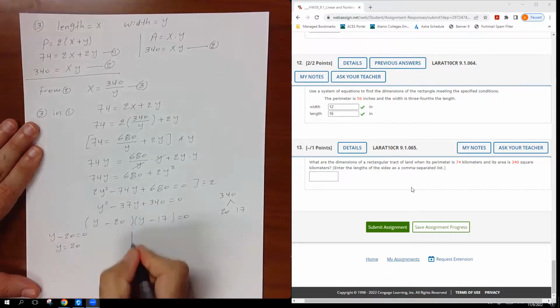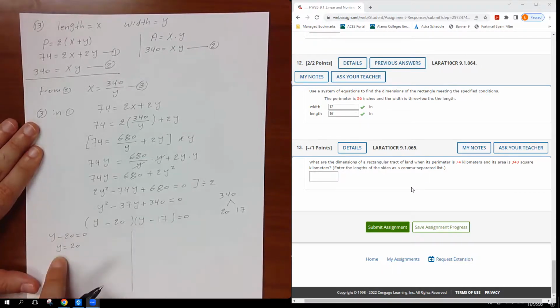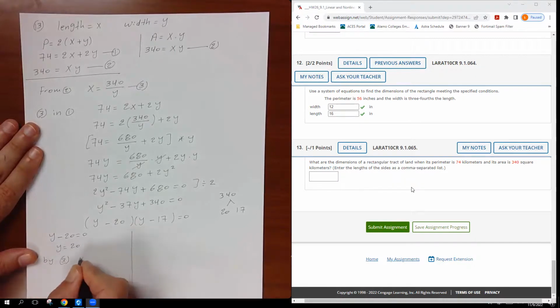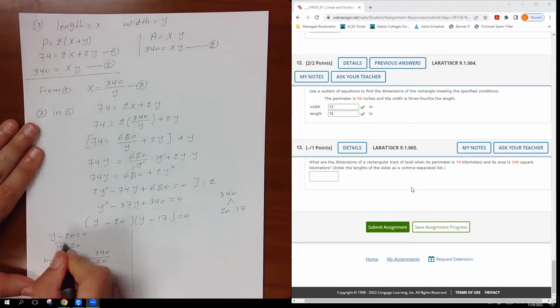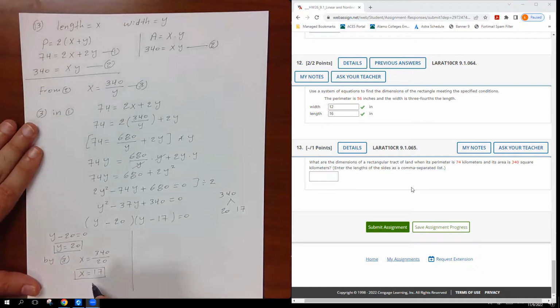In this case, y equals 20, we're going to plug in 20 here. That means by 3, x is going to be 340 divided by 20. 340 divided by 20 is going to be 17. That means x equals 17. So if we have the width 20, the length is going to be 17.